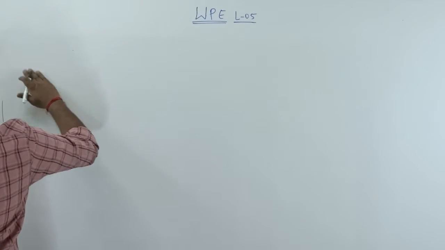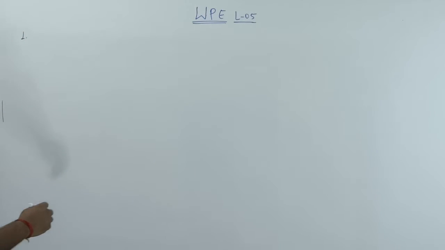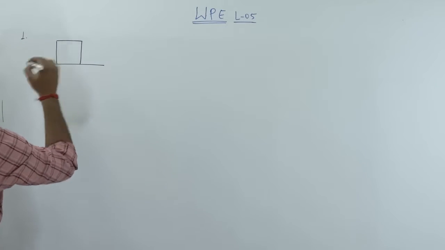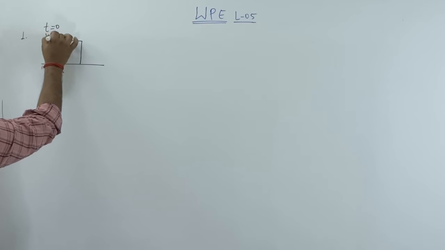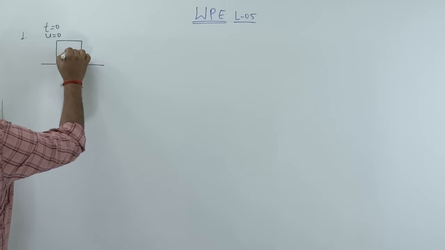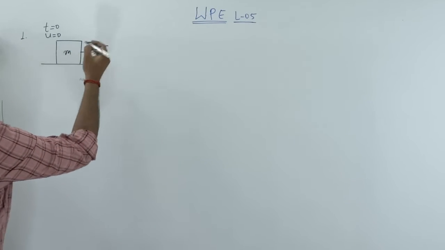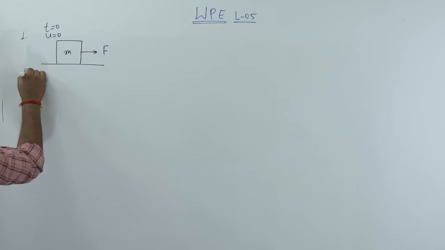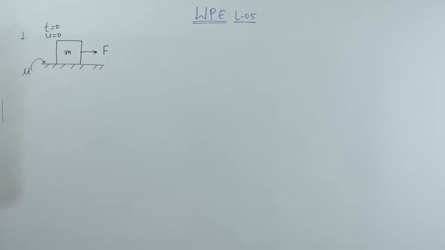Let's quickly start with one simple question. Let us say I have an object being kept over here. एक object हमने रखा, and at time t equals 0, its velocity is 0. Now let us say that the mass of the object is m and it is acted upon by a force, let us say F. और यहाँ पे we have friction, the surface is rough. So let's suppose the coefficient of friction between the surface and the block is mu.